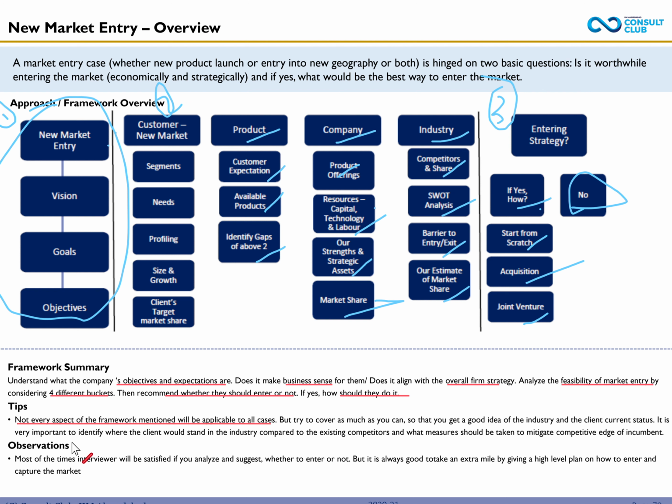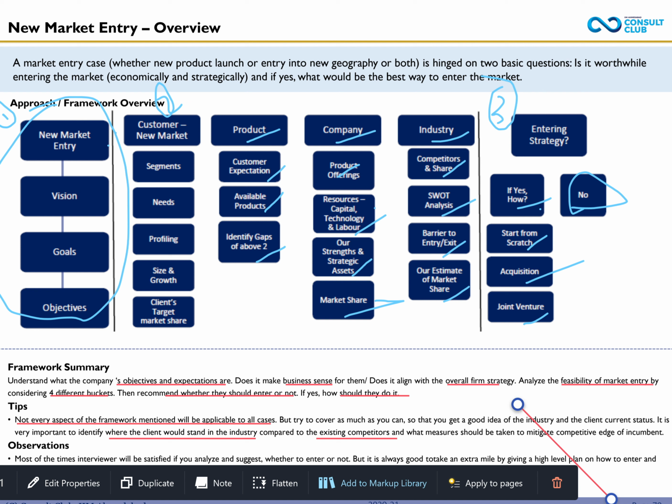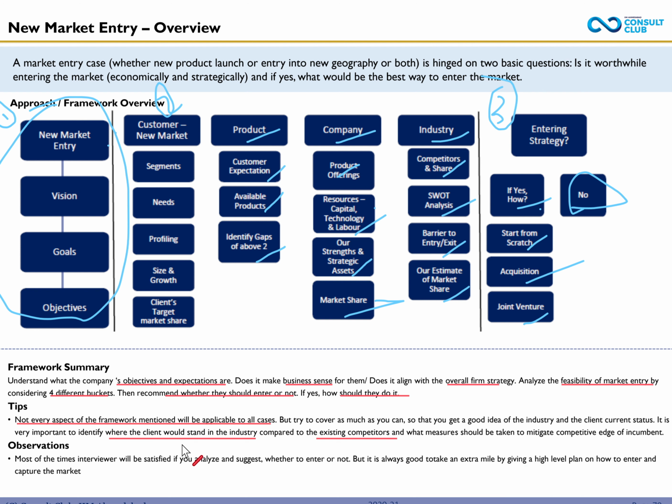It is very important to identify where the client would stand in the industry compared to the existing competitors, and what measures should be taken to mitigate the competitive edge of the incumbent. Okay, so I think it's self-explanatory that you need to understand the existing status of the client and where he stands before giving very wild suggestions.